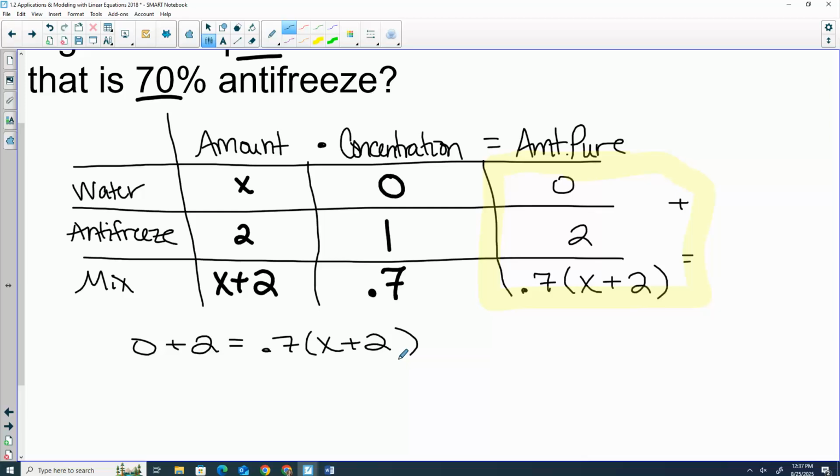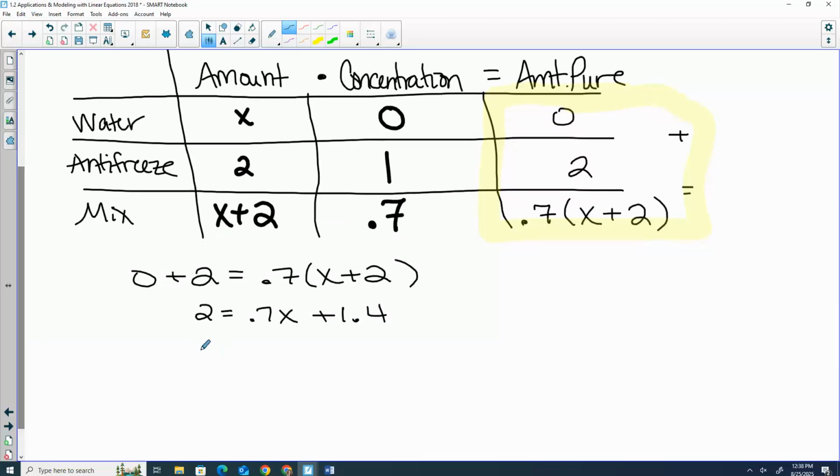Can we solve that equation? Distribute your 0.7, subtract over the 1.4. If you divide by 0.7, you get a not very nice decimal, or 6/7 if you write it as a fraction.